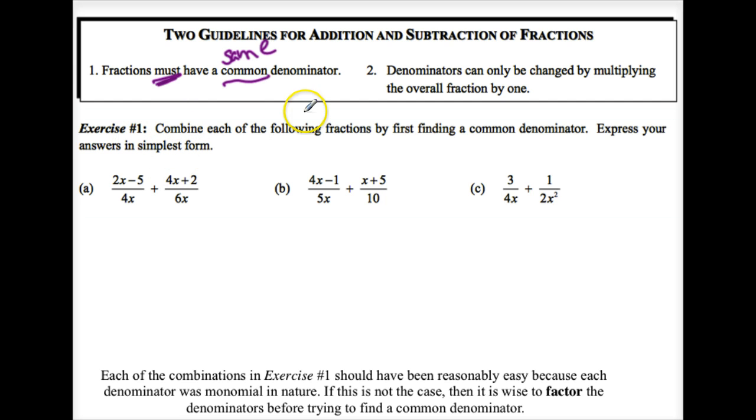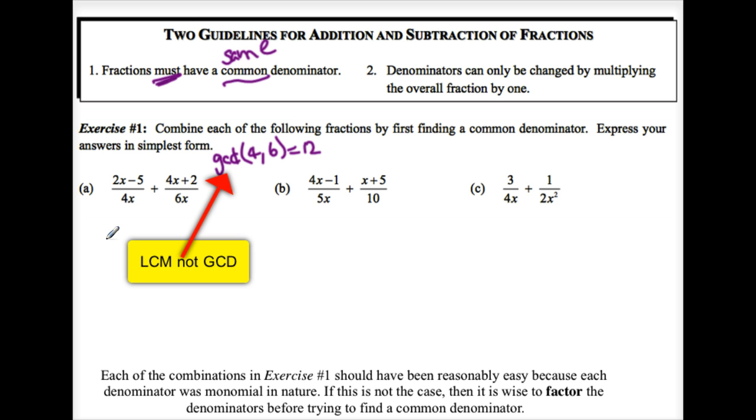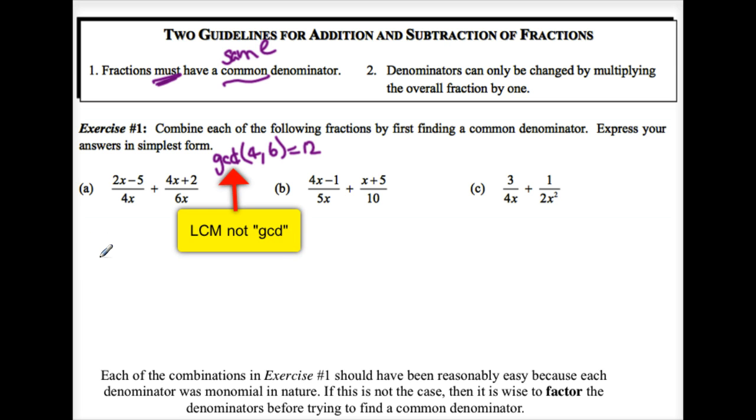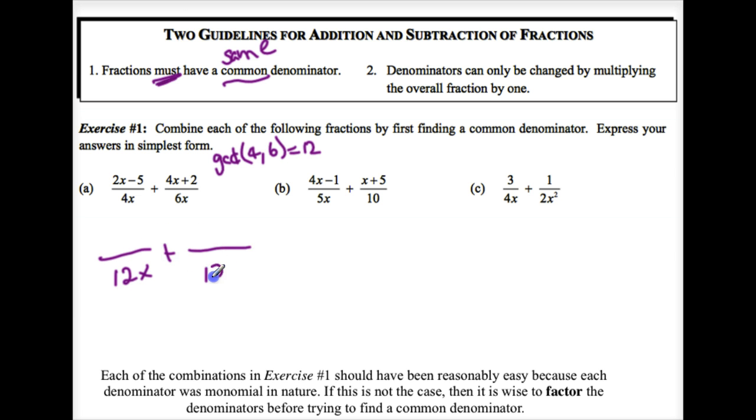So exercise 1. Combine each of the following fractions by first finding a common denominator. Express your answer in simplest form. So 4x and 6x, those are not common. Of course not. So what do the 4 and 6 have in common? On the calculator, I can say GCD of 4, 6, and it will tell me 12. That means my common denominator should be 12x, because they both need to have an x in common.